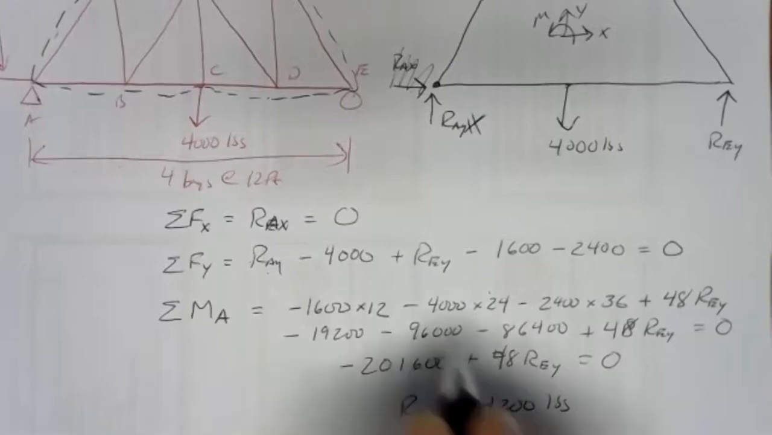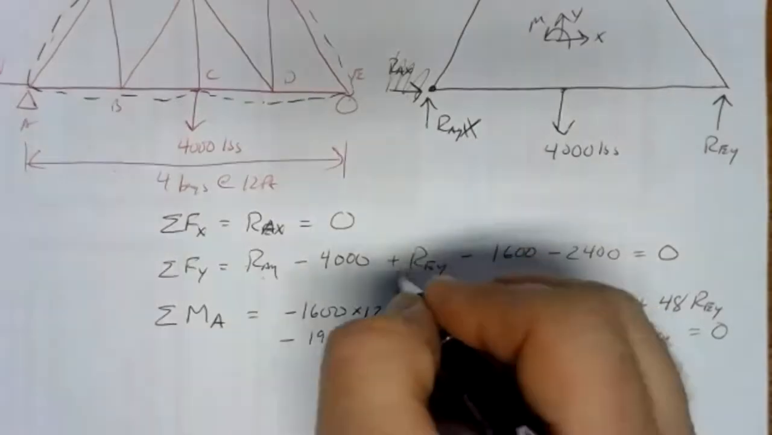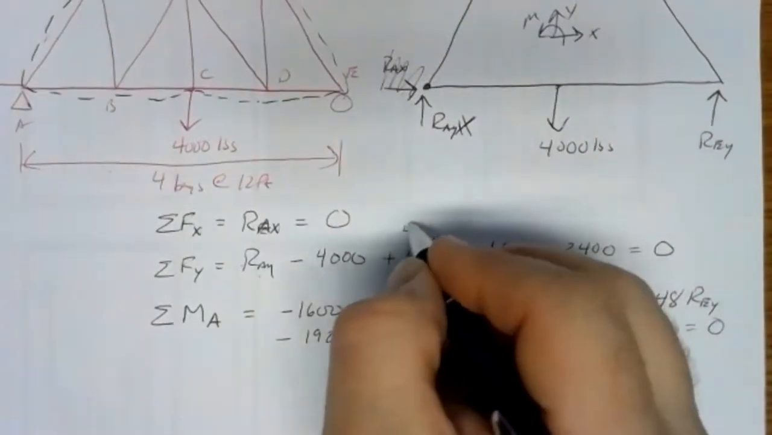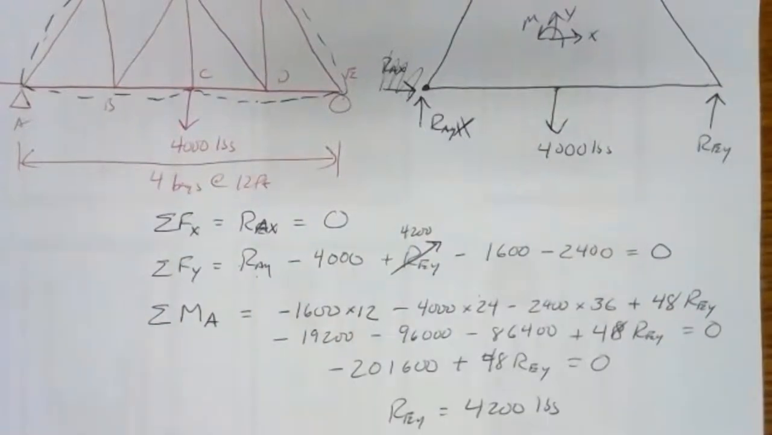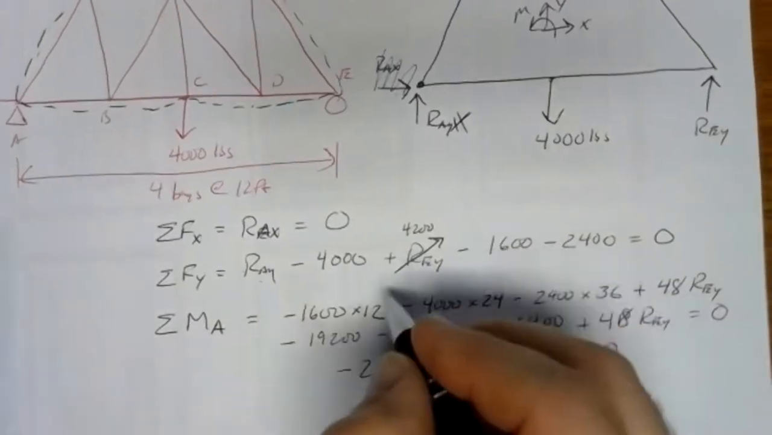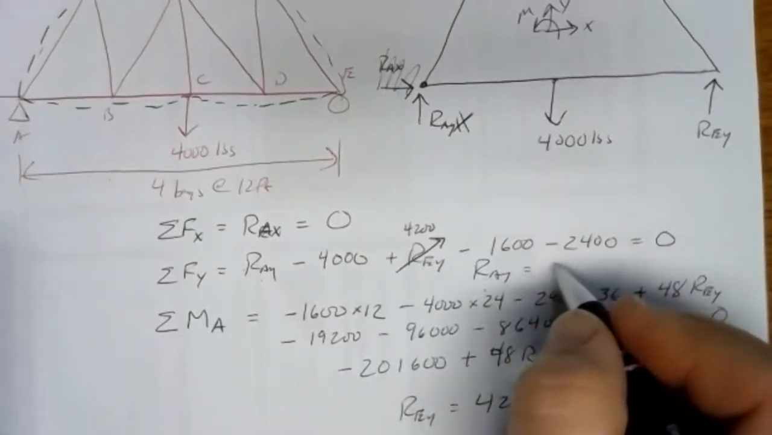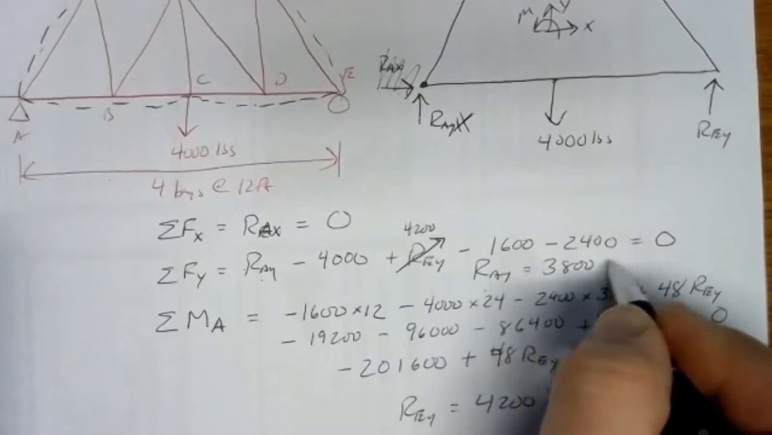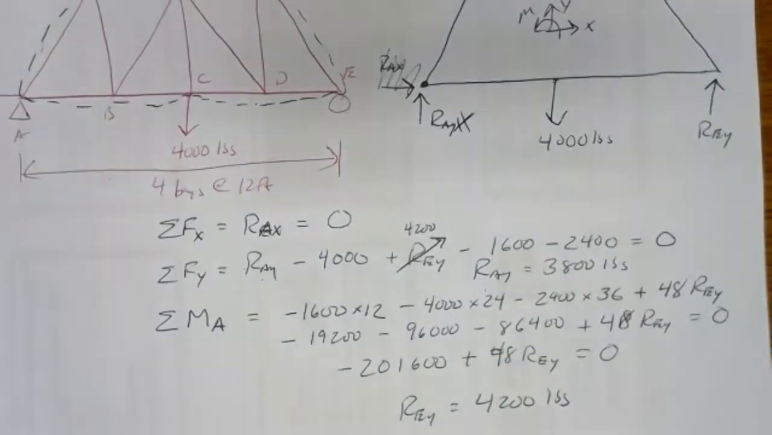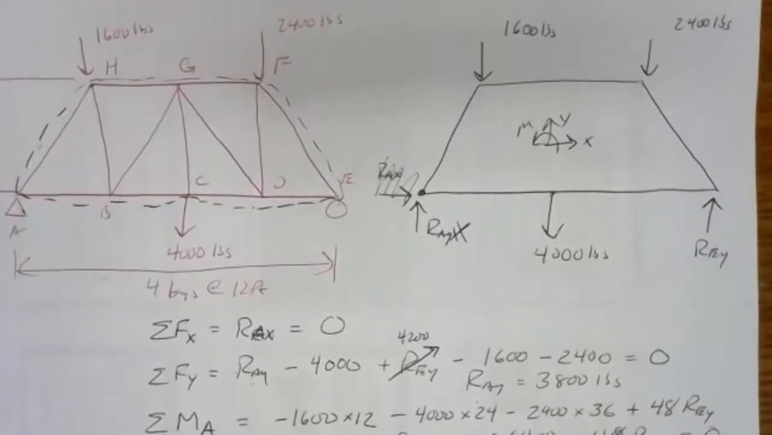So now that we know that, we can go into our y direction equation and replace REY with 4,200 and figure out what RAY is. So RAY minus 4,000 plus 4,200 minus 1,600 and minus 2,400. That gives us 3,800. So RAY, without belaboring the algebra too much, is 3,800 pounds.